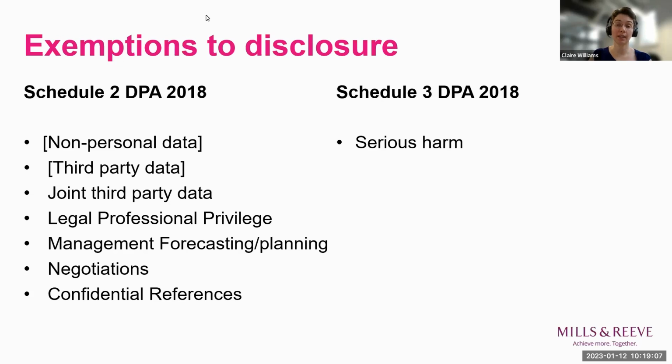When it comes to the actual exemptions, you do find these mainly in Schedule 2 to the Data Protection Act 2018. There are also exemptions in Schedule 3, which concern health, social work, education, and child abuse data. And there are even more exemptions in Schedule 4, which concerns disclosure that's prohibited or restricted by the law.